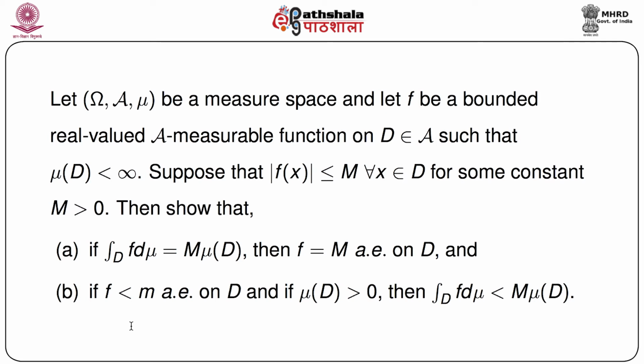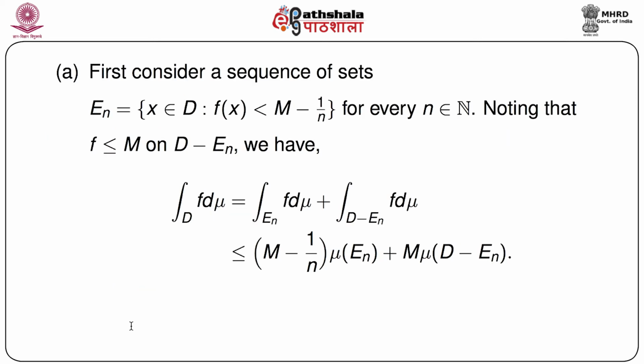Then we have to show two things. One is if the integral of f d mu over D equals M times mu(D), then f equals capital M almost everywhere on D. And if f is less than M almost surely on D, and if mu(D) is greater than 0, then the integral of f d mu over D is less than M mu(D). So these are the two things that we are going to prove.